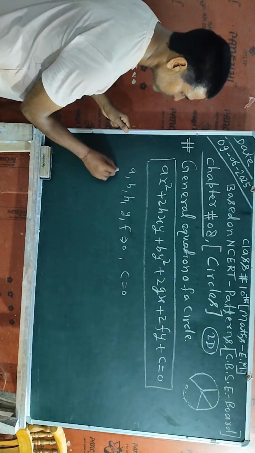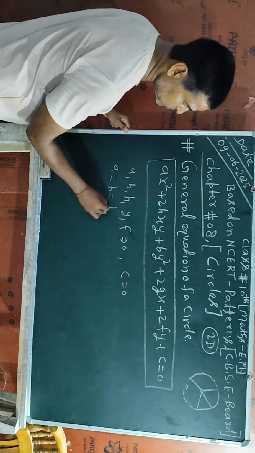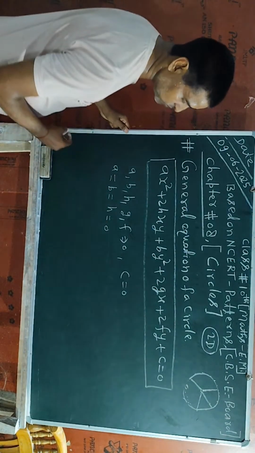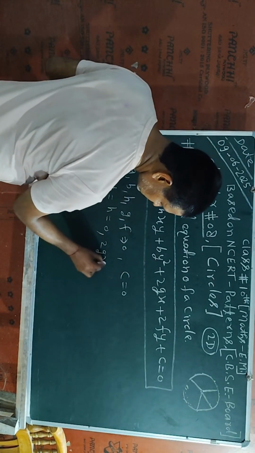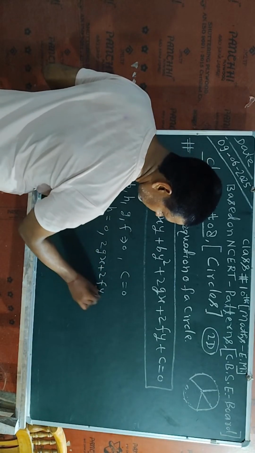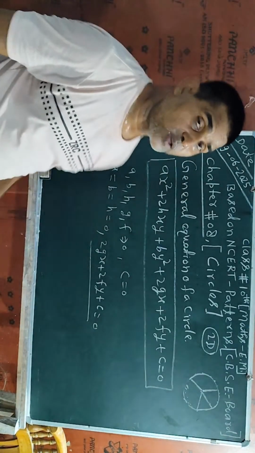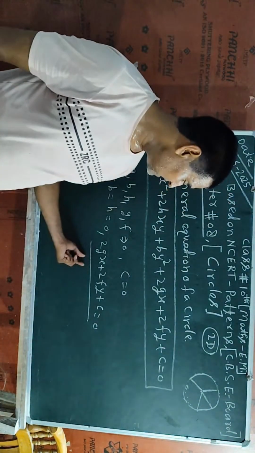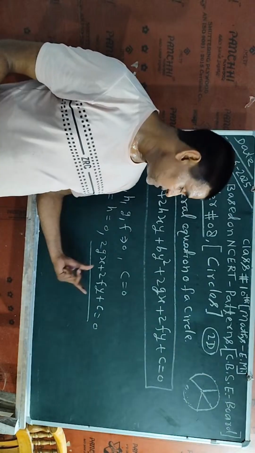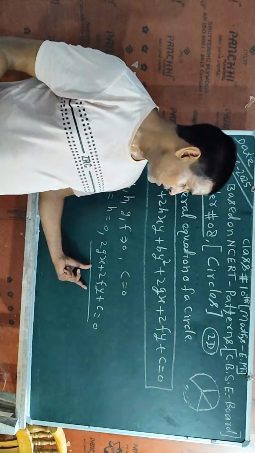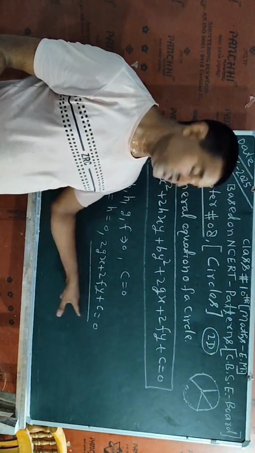But if I put the value of a is equal to b is equal to h is equal to 0, then I will get one form that will be 2gx plus 2fy plus c which is equal to 0. So I will say this is available in the form of a straight line, because ax plus by plus c is equal to 0. That equation is giving the concept of a straight line. Each straight line can be drawn with the help of this general equation.